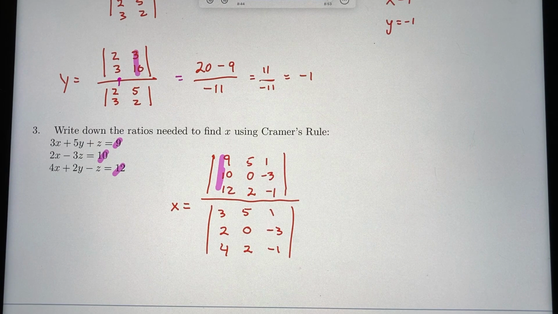And then we would do that whole laborious process. If we were going to do it by hand, we would do it all. But I didn't say actually solve. I just said set it up.